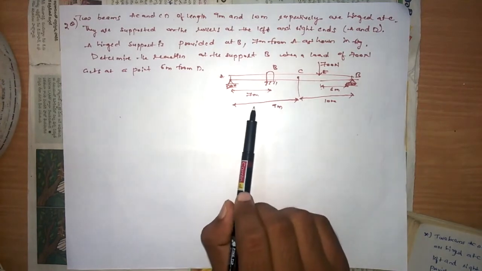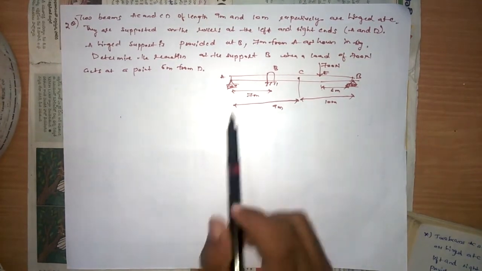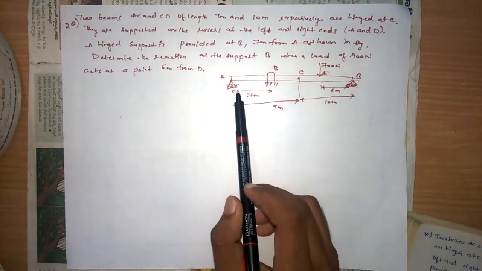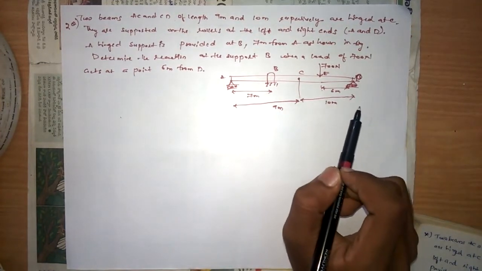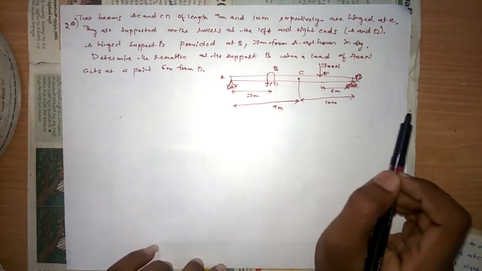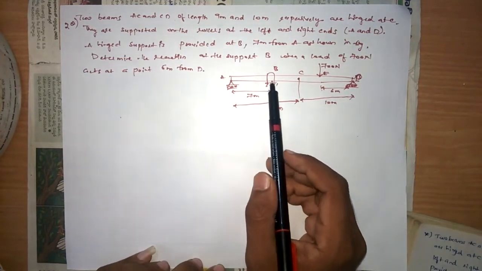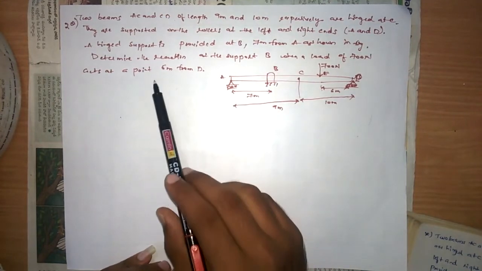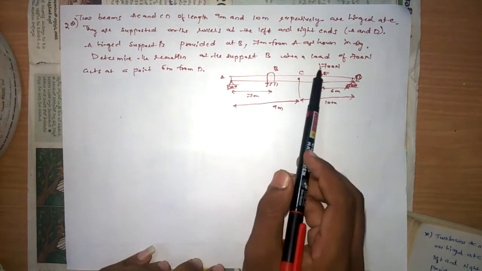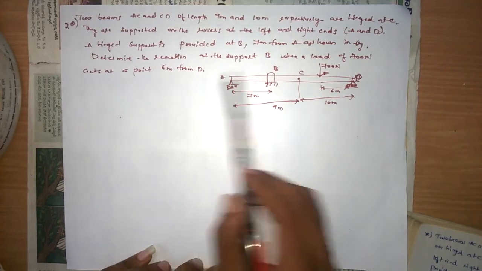They are supported on rollers at the left and right ends, that is at A and D. A hinged support is provided at B, 7 meters from A as shown in the figure. Determine the reactions at the support B when a load of 700 newtons acts at a point 6 meters from D.